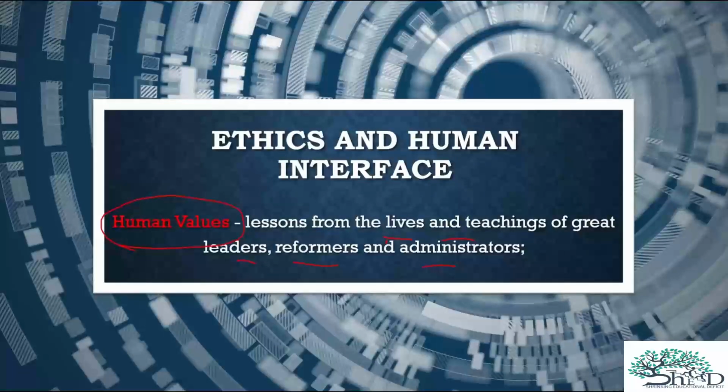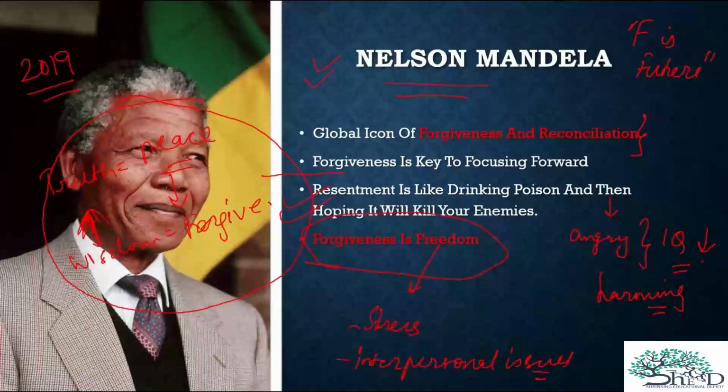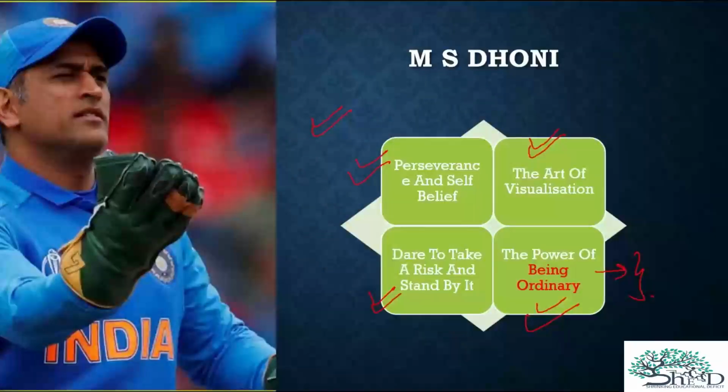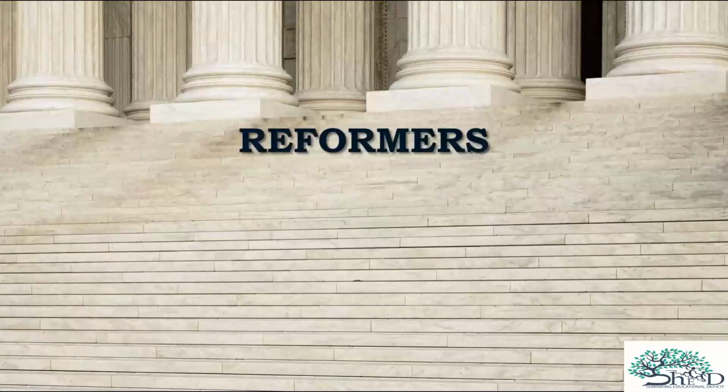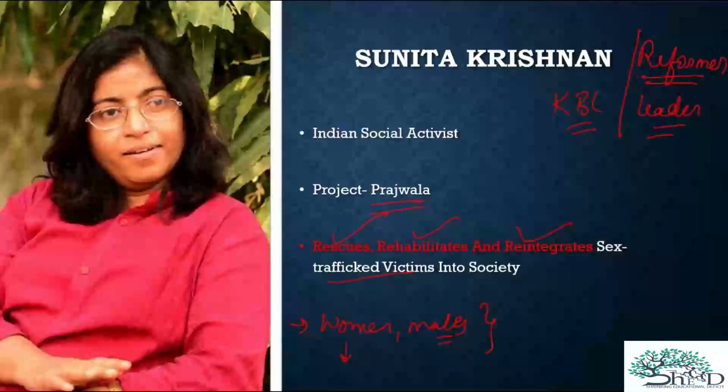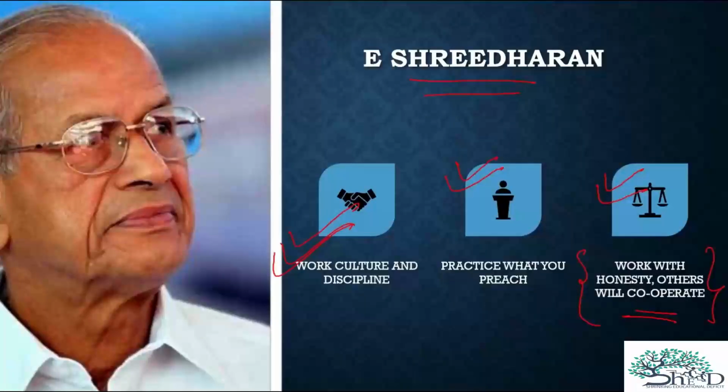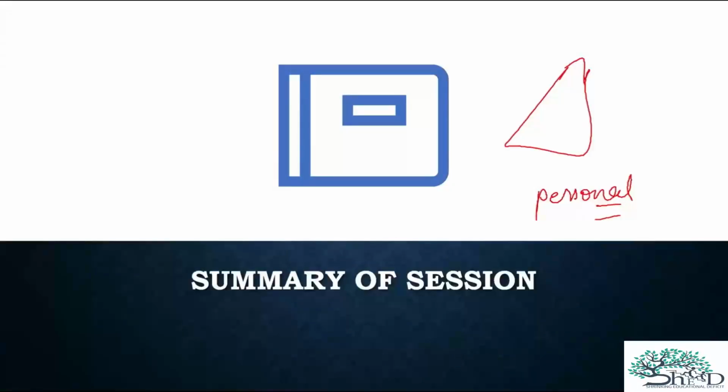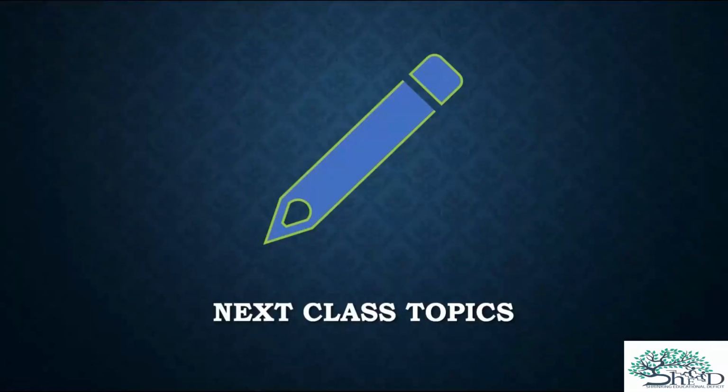Then we saw human values from leaders, reformers, and administrators. We took Nelson Mandela's example, Narayan Murthy's example, Mr. Dhoni's example. Among reformers we saw Raja Ram Mohan Roy, and one of the newest examples, a current reformer. Then administrators: E. Sridharan and Armstrong Pame. So this is the summary of the lesson. Next class topics are ethics in public and private life, and then we'll see the role of family, society, and educational institutions in inculcating values.